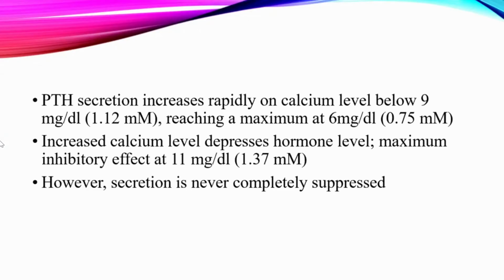An increased calcium level depresses the hormone level. It inhibits the secretion of parathyroid hormone from the parathyroid gland, and the maximum inhibitory effect can be seen when the calcium level is at 11 milligram per deciliter. However, the secretion is never completely suppressed. It cannot be completely suppressed even when the calcium is increased to more than 11 milligram per deciliter.